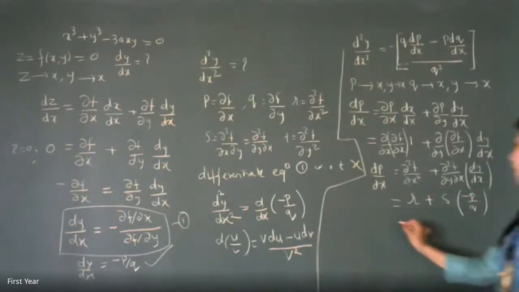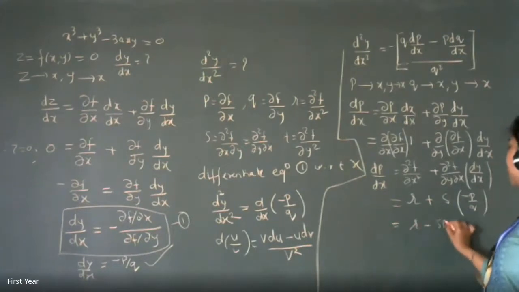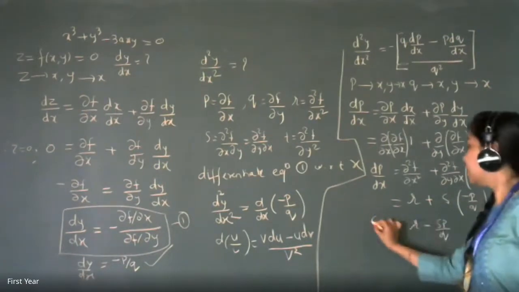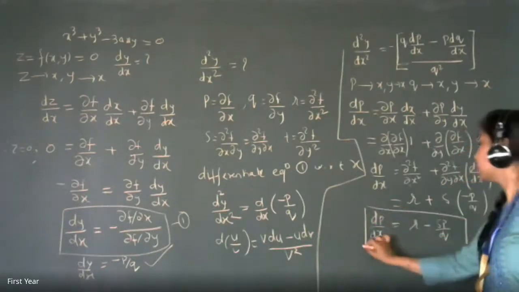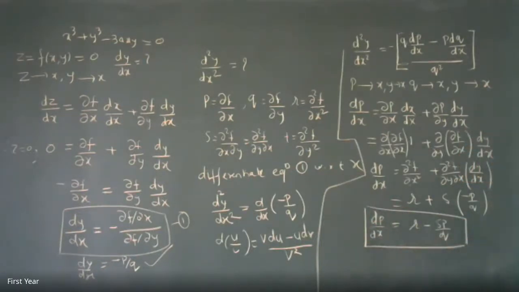Okay, and that's why this is (r minus sp by q). What is dp by dx? dp by dx is (r minus sp by q). On the same lines, you quickly find out what is dq by dx.